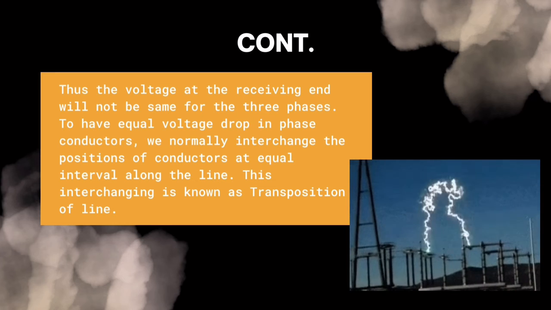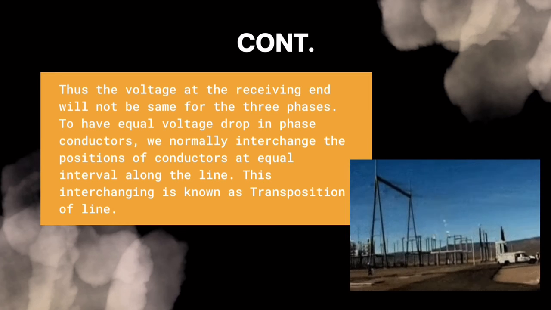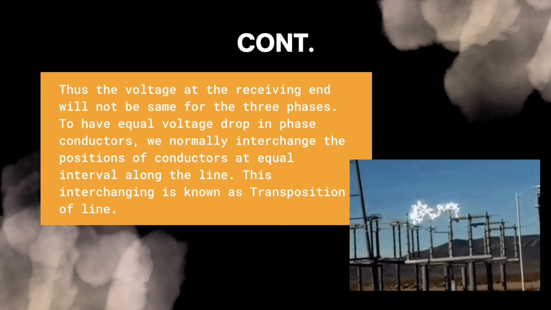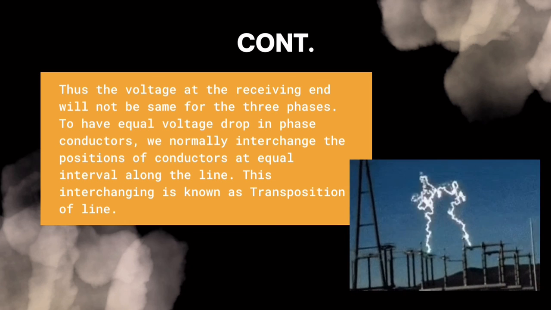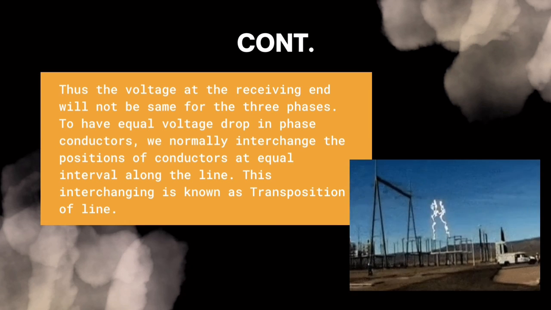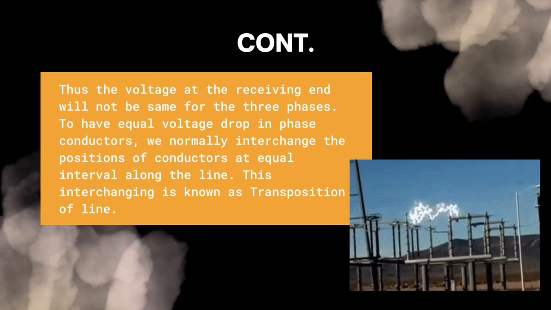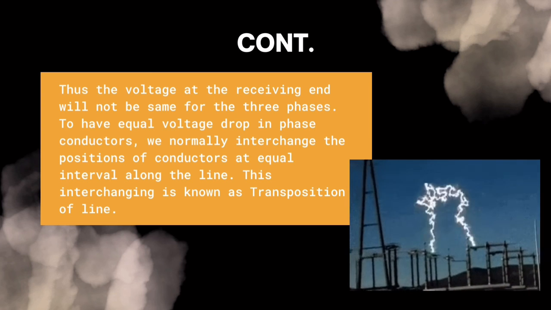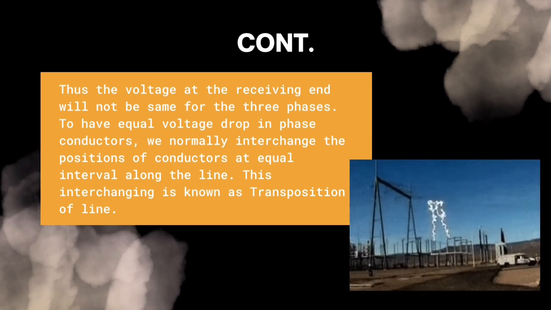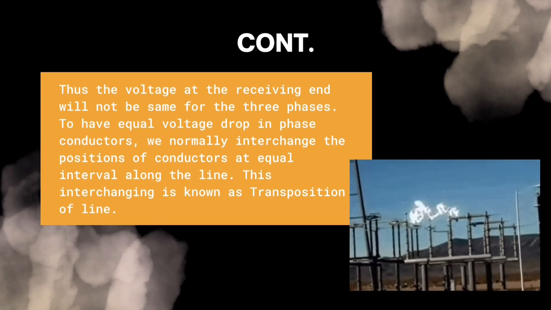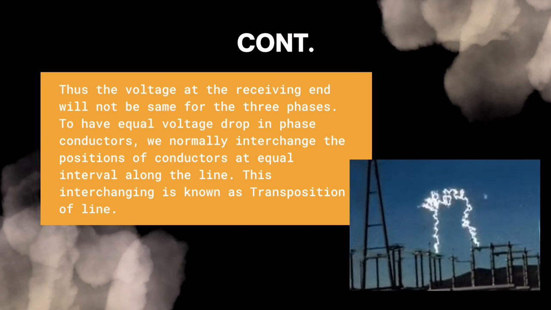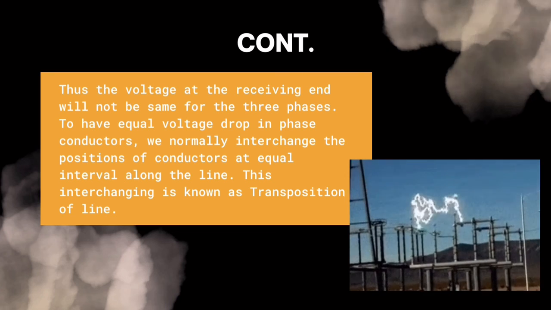Thus, the voltage at the receiving end will not be the same for the three phases. To have equal voltage drop in phase conductors, we normally interchange the positions of conductors at equal intervals along the line. Therefore, this interchange is known as transposition of line.